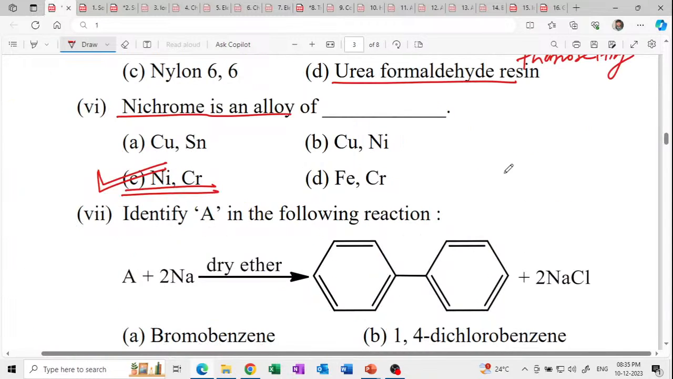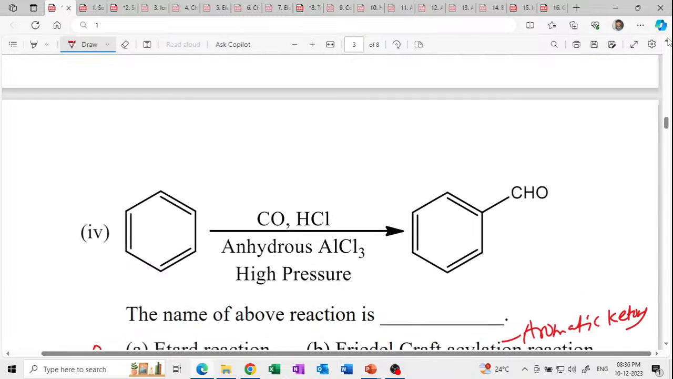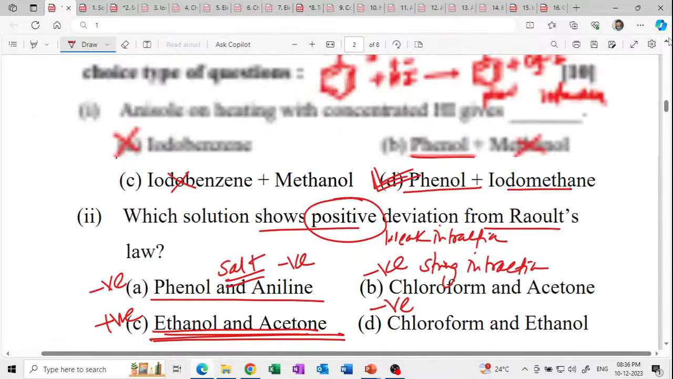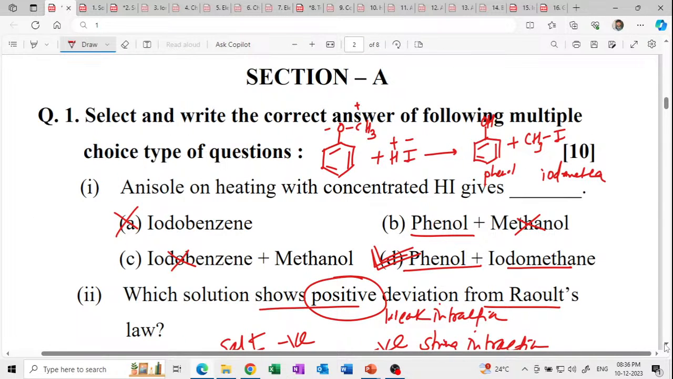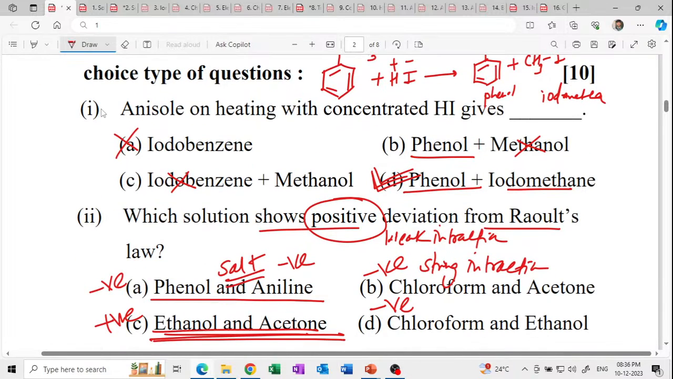Nichrome is an alloy of nickel and chromium. So this is a question from the transition and inner transition elements. So please write it now. Okay. Next, here label each of the questions. What are the questions? The first question is a question from phenols. Next, the solution shows a positive deviation. This is a question from solutions.